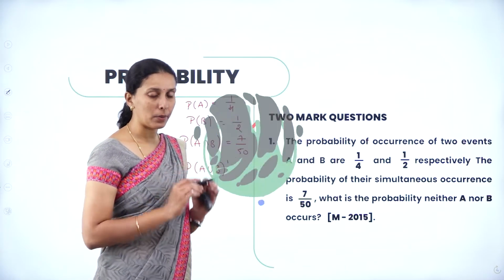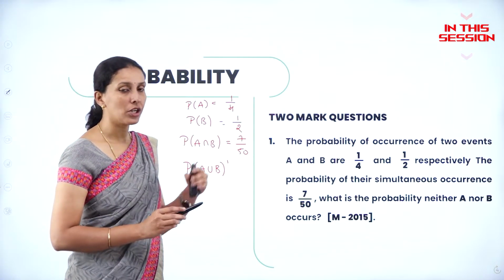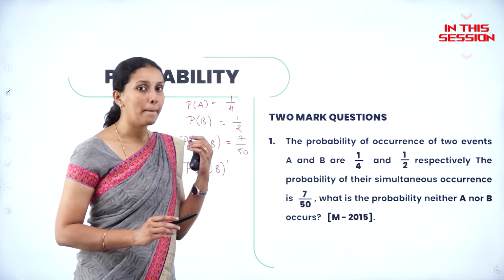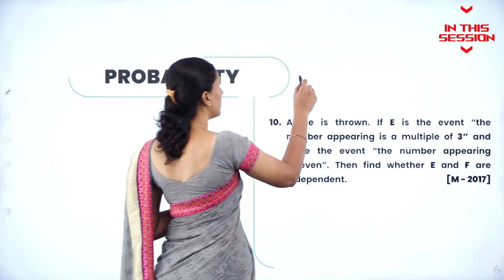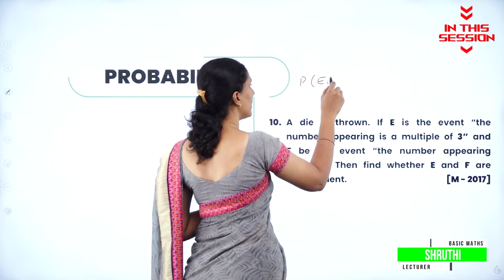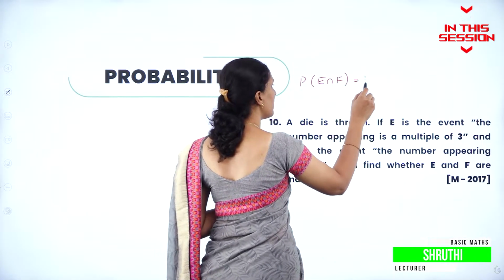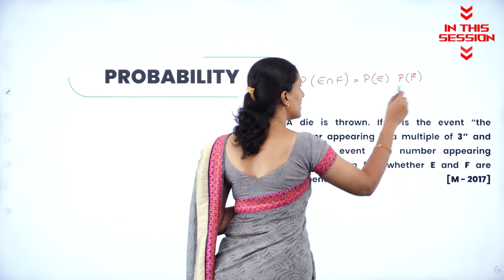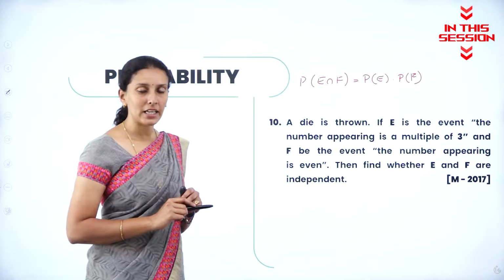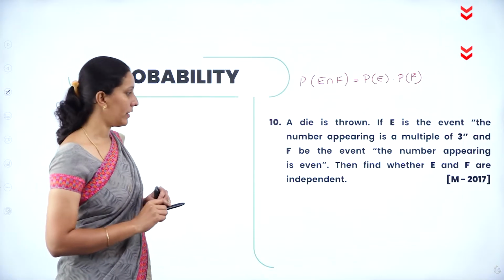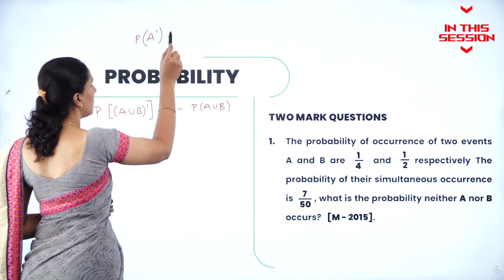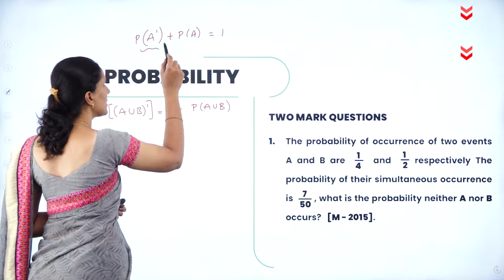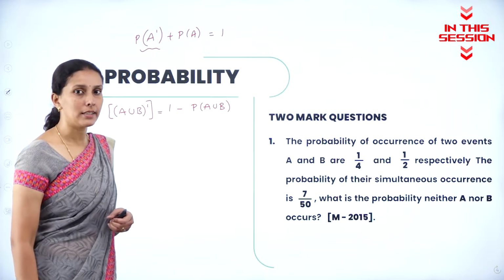If you want to find out the probability of A union B whole dash, then you have to subtract the probability of A union B from 1. To find whether two events are independent, P of E intersection F must be equal to P of E into P of F. If this condition is satisfied, then we can say that E and F are independent events. Probability of A complement and probability of A add up to 1. So if one is necessary, then you need to subtract the other from 1.